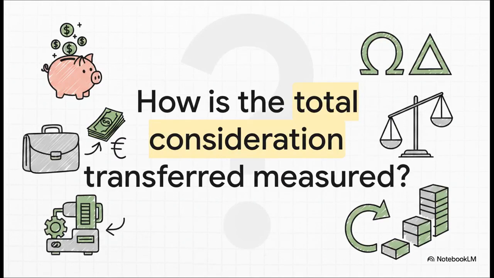Let's move to Scenario 2, testing business combinations. Omega Inc. acquires Delta Co. They pay $500,000 in cash, and they also give up equipment that has a carrying amount of $50,000 but a fair value of $100,000. The question is, how is the total consideration transferred measured? Can you isolate the correct measurement basis for this one entity reporting event?